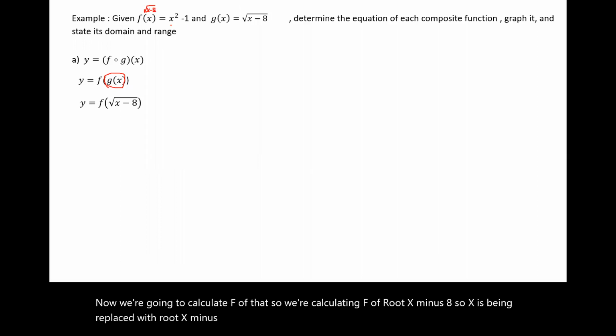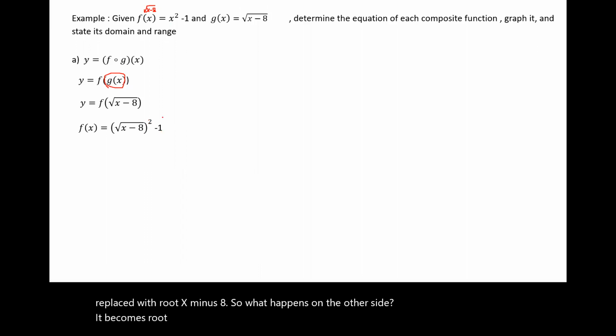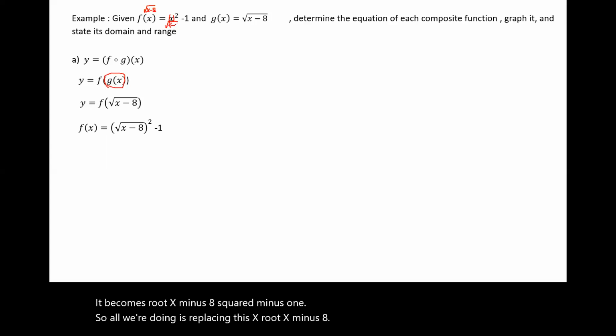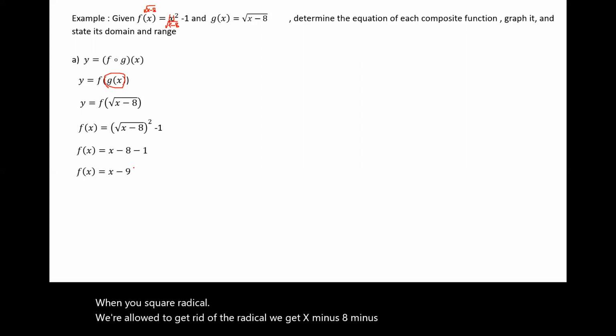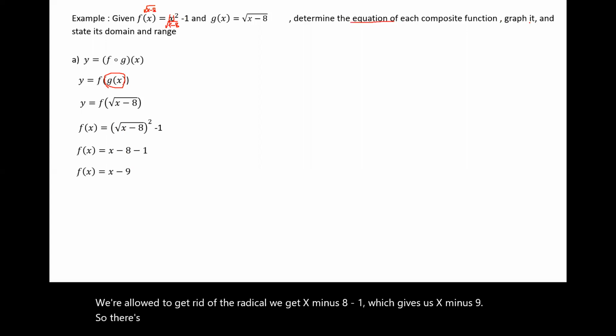So what happens on the other side? It becomes root x minus 8 squared minus 1. So all we're doing is replacing this x with root x minus 8. So it becomes root x minus 8 squared minus 1. When you square a radical, we're allowed to get rid of the radical. We get x minus 8 minus 1, which gives us x minus 9. So there's the equation. We're going to graph it next.